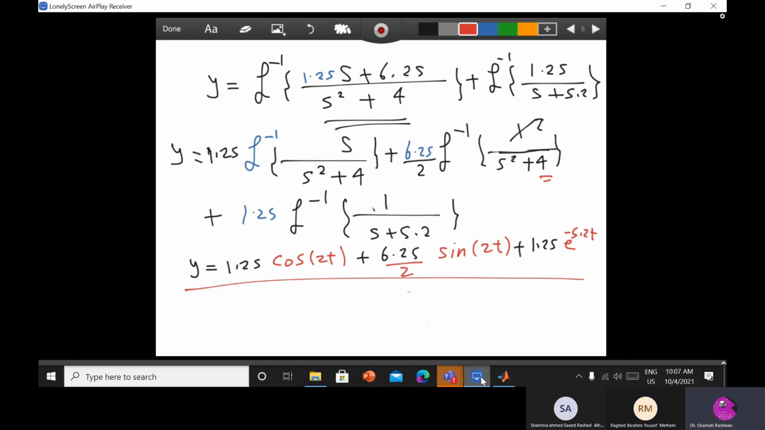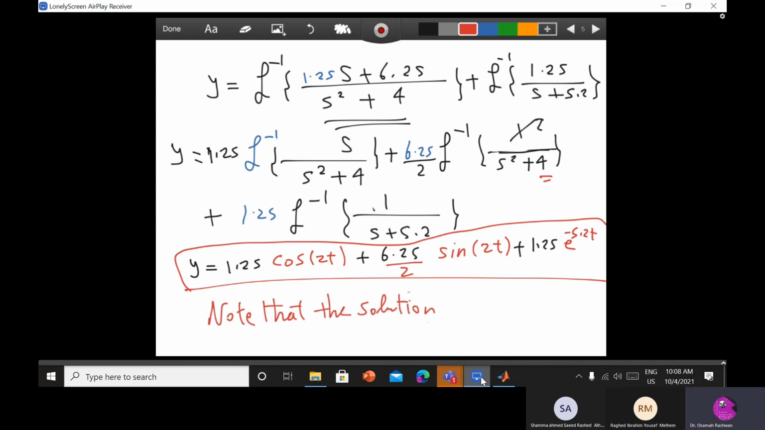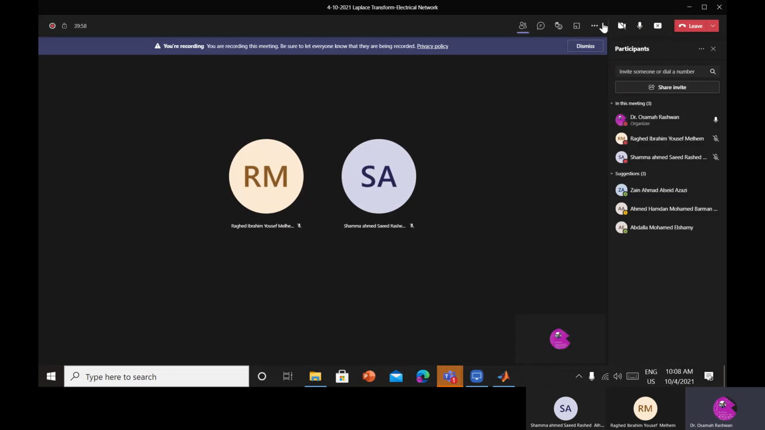Okay. This is my solution. Remember, the solution has no constant. Note that the solution of an initial value problem has no constant, right? Easy. You have to go step by step. You have to know the partial fraction. Okay, I'll stop recording and I'll give you a chance to do it.